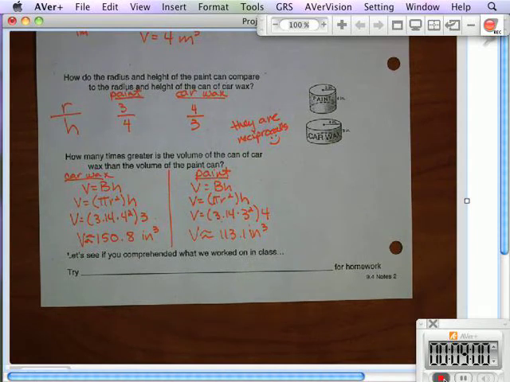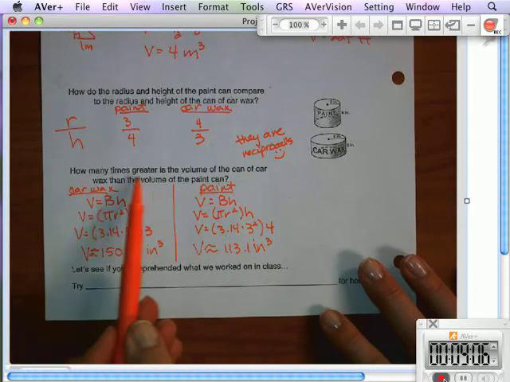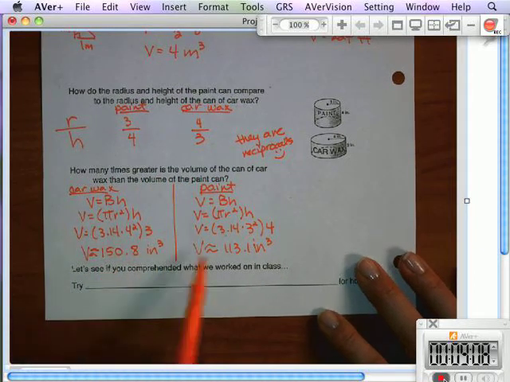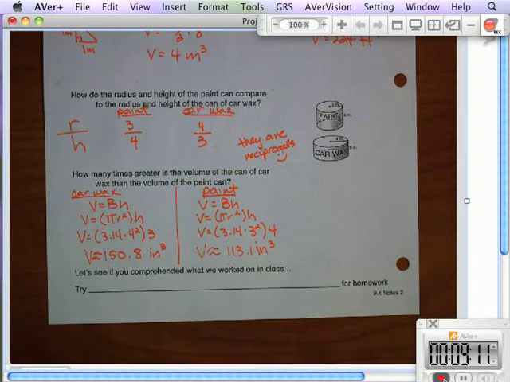Almost. What was the question they actually asked me? How many times greater is the volume of this than the other? Does anybody have any idea how I would do that? What if I asked you this question: how many times greater is 6 than 2? 3. How would you do that? You divide. Well, 6 divided by 2 is 3. It's 3 times greater. So I can divide these numbers.